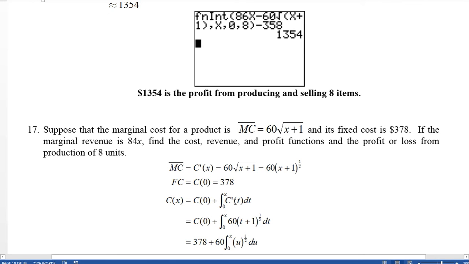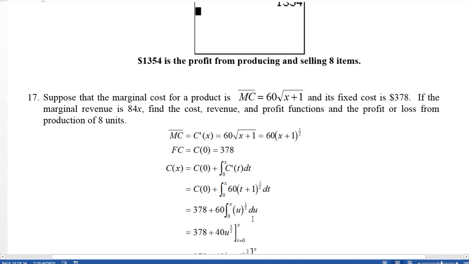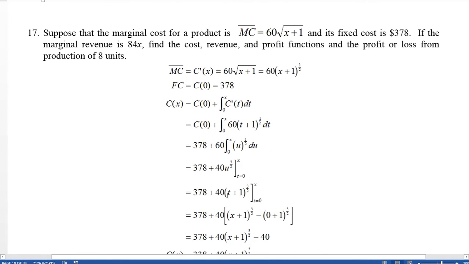Put in the value of C prime of T, the formula, and then we want to integrate this. Now factor the 60 out front. Think of U as T plus 1, du is dt, so I can do the substitution there. Hopefully it's obvious what U is. U is T plus 1. And so this goes up to U to the 3/2, multiplied by the reciprocal of the 3/2, which is 2/3. Let's see, 60 divided by 3 is 20, times 2 is 40. And we want to evaluate from T equals 0 to X.